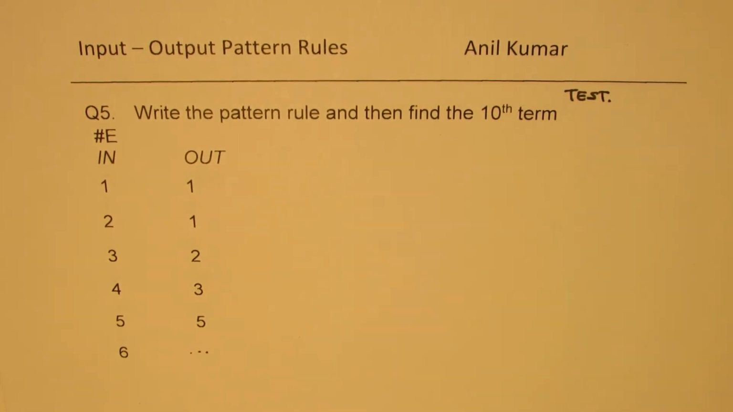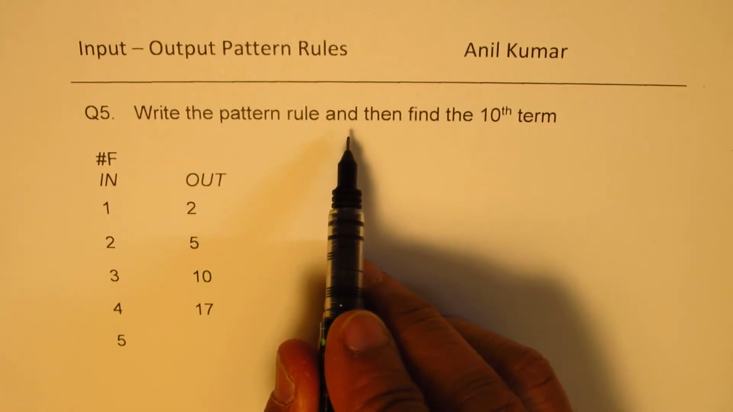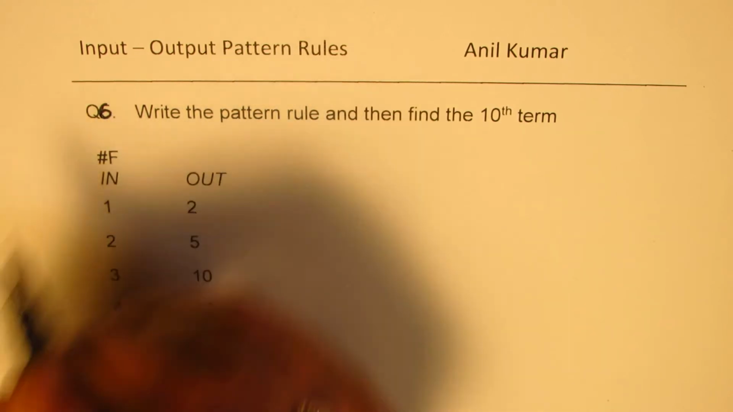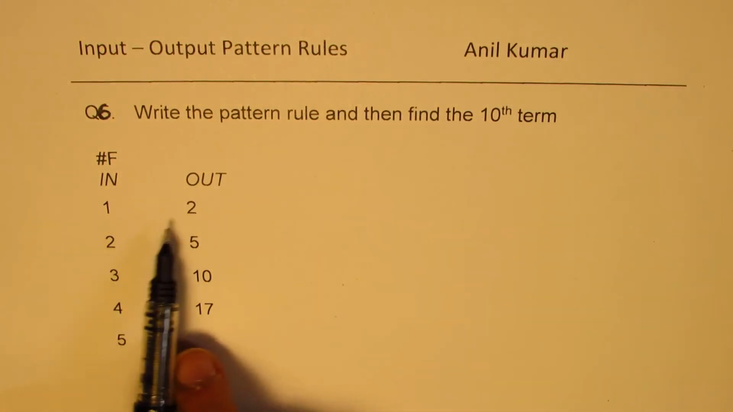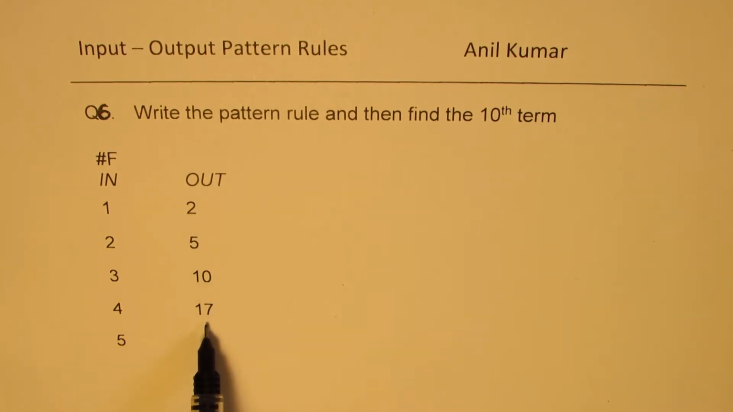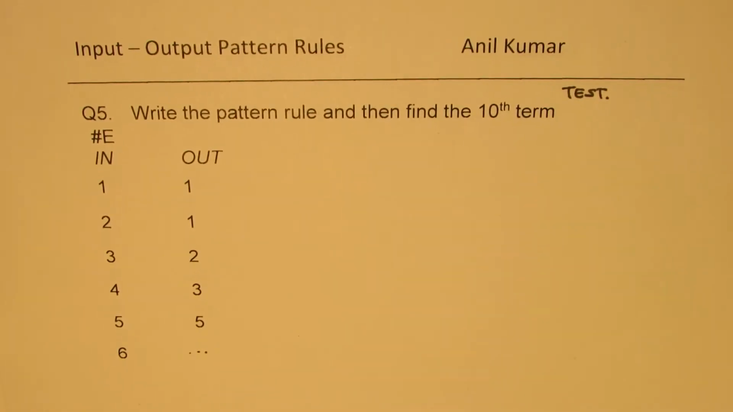Think about it. Let me get to this question number 6 also. Question number 6 here is: write the pattern rule and then find the 10th term. So this is your question number 6, okay? Input 1, 2, 3, 4, 5, output says 2, 5, 10 and 17. I'd like you to copy this question, answer, and also copy question number 5 and then answer, and write down your answers. Okay, now here is the solution.